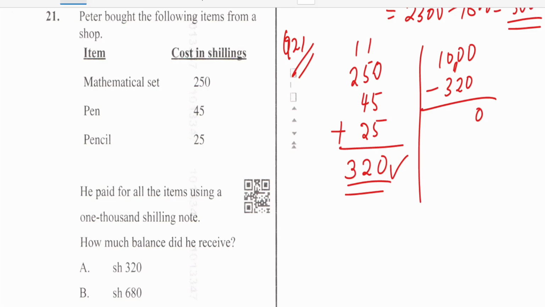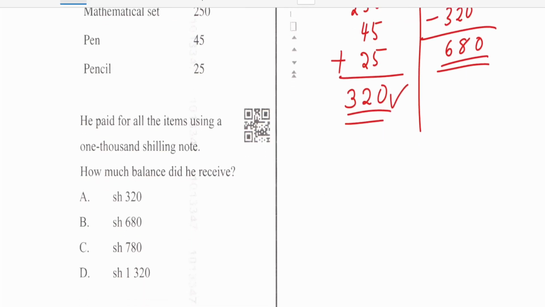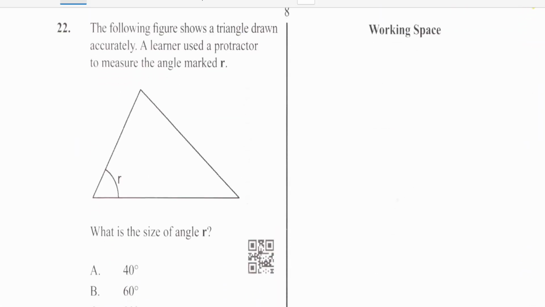Also the 0, which was supposed to be this one, you borrowed it from 1. But now since the 0 borrowed from the other 0 first, this one becomes 9. So 10 minus 2 gives you 8. 9 minus 3 is 6. Therefore this is your answer. So is our answer there? Yep, it is there. Now question 22.